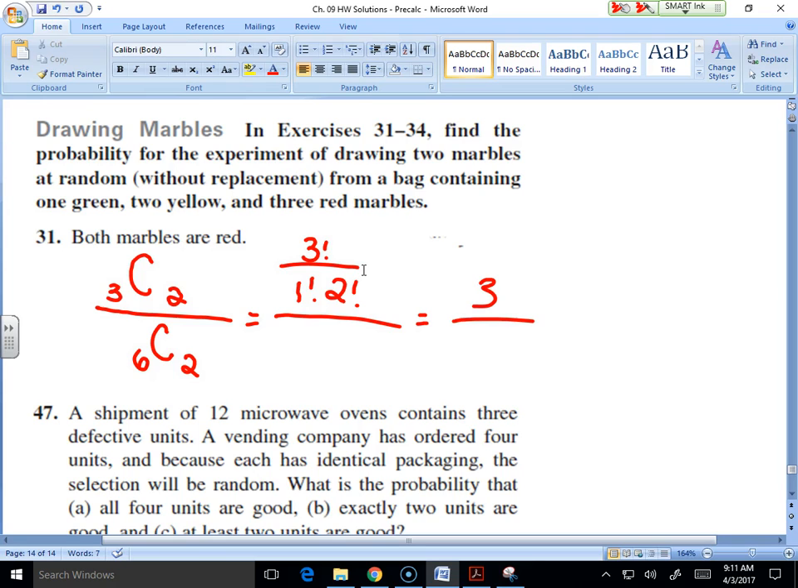It's 15. And on the bottom, someone's already done it for us, it'd be 6 factorial over 6 minus 2 factorial, 2 factorial. Okay, so how important is it to study?